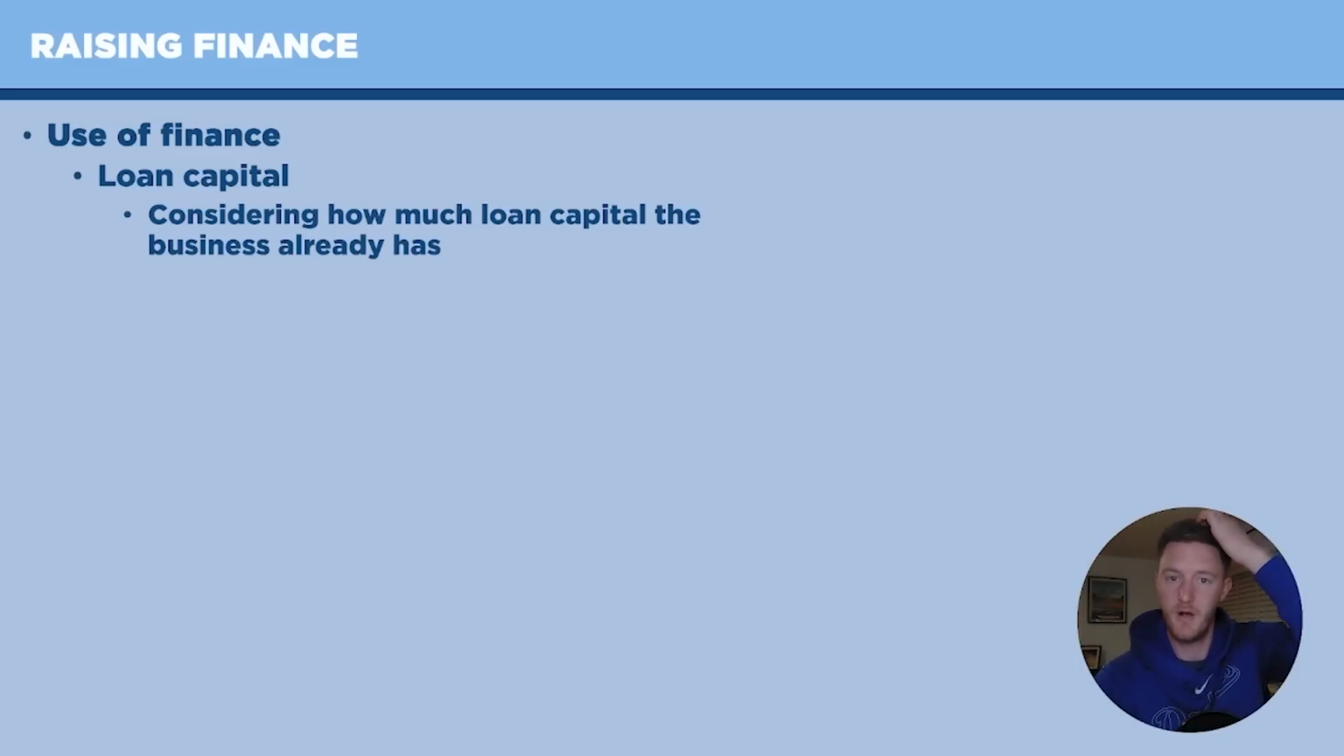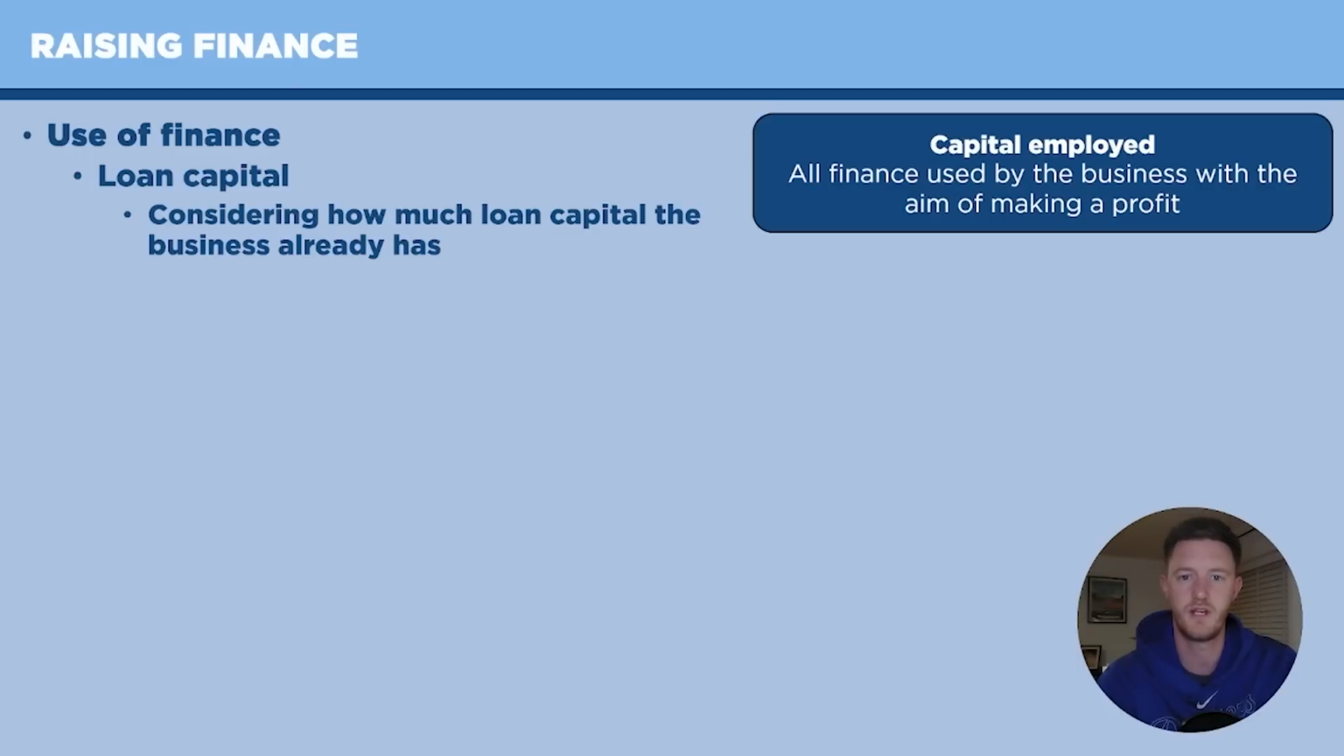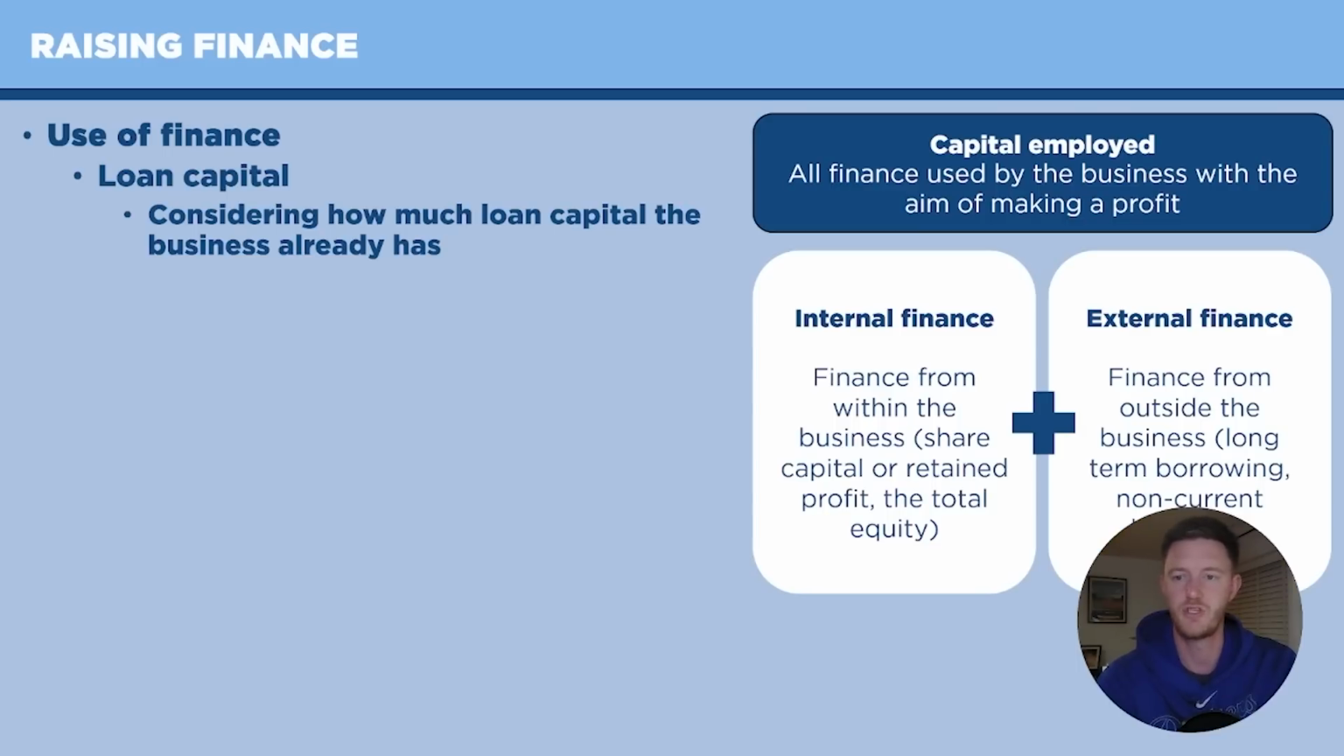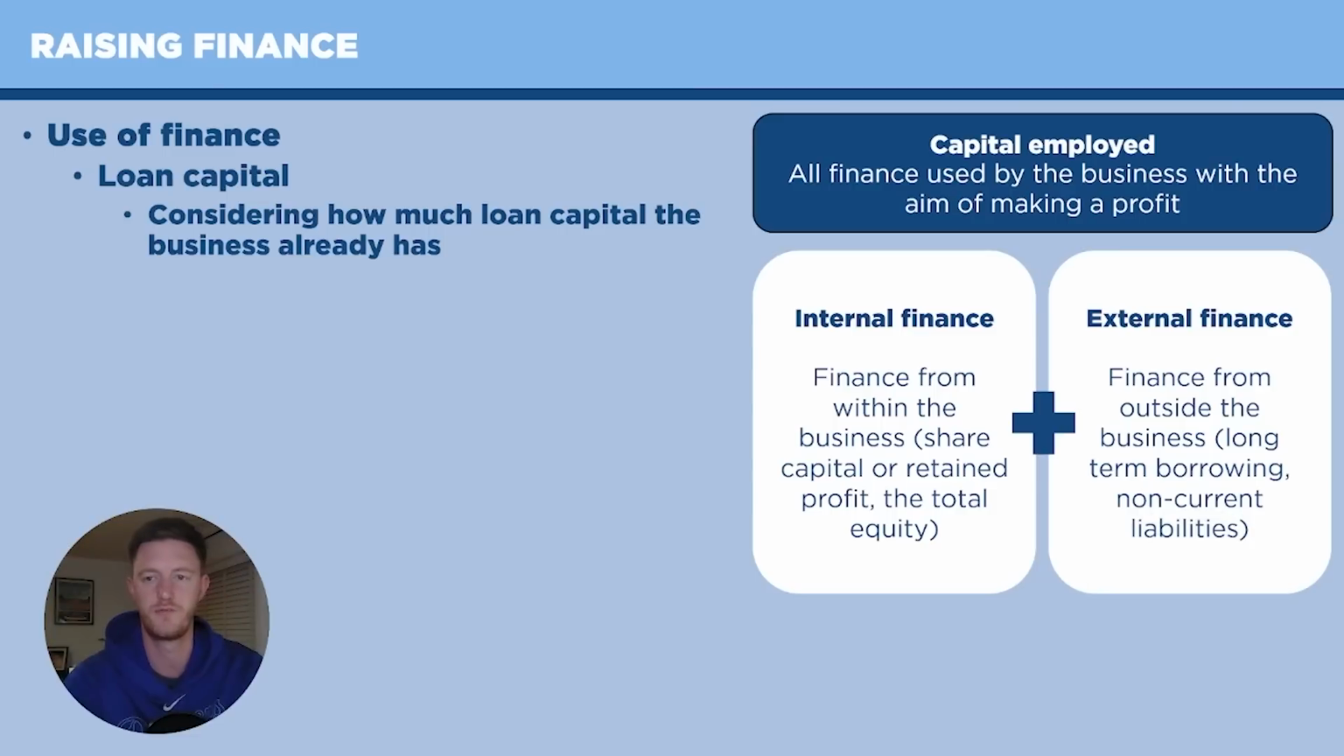So let's think about how we use this finance. Loan capital. We've got to think about how much loan capital the business already has. So when we think about this finance, we're thinking about our capital employed, which is the total finance used by the business with the aim of making a profit. And this comes from two different categories. We've got our internal finance from within, so share capital or retained profit, the total equity of the business. And we've got the external finance, which is the money from outside the business, so long-term borrowing and non-current liabilities.